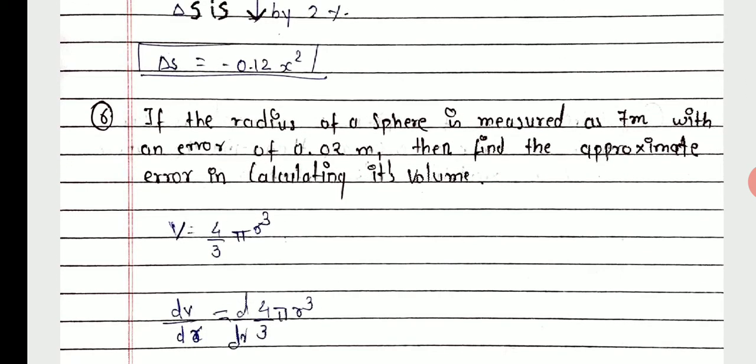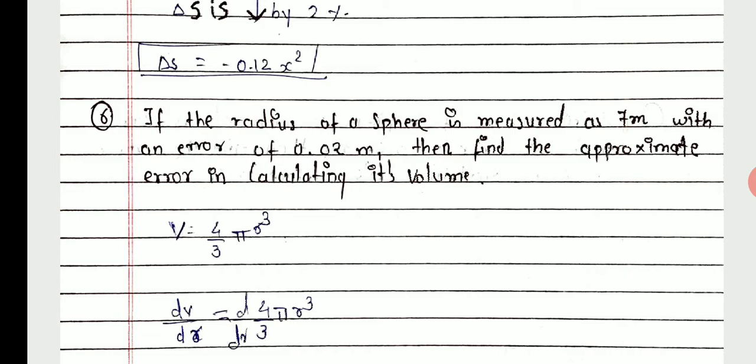Let us see problem 6. If the radius of a sphere is measured as 7 meter with an error of 0.02, that 0.02 is the error in the radius, that means you can say Δr. Then find the approximate error in calculating its volume.